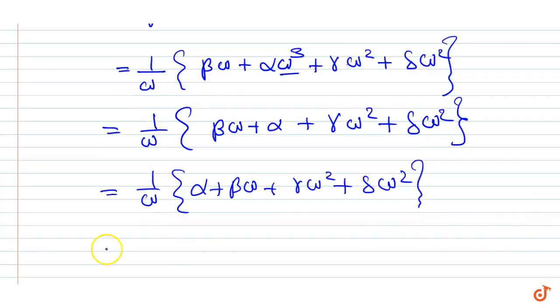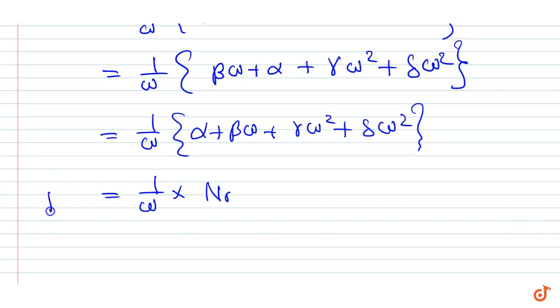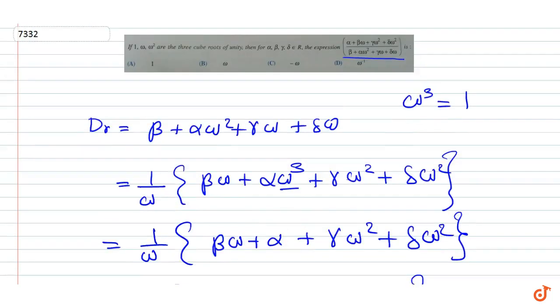This is equal to 1 by omega into numerator. Now this is denominator. Now omega, numerator upon denominator, equal to omega. So the correct option is option B.